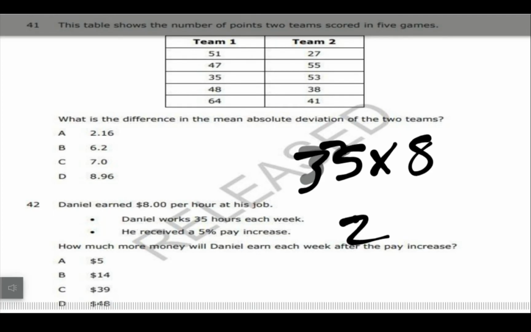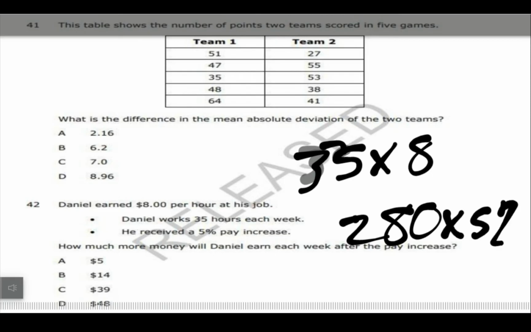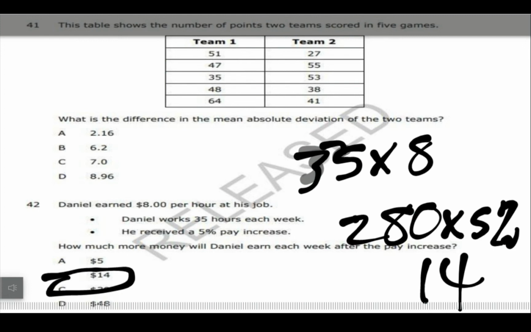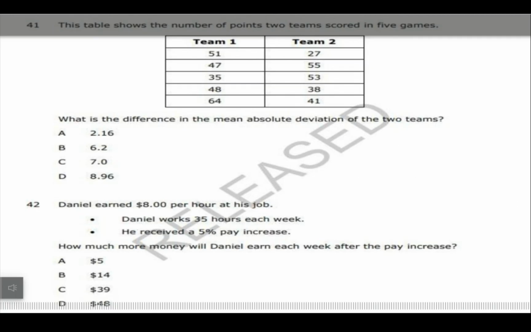that gives me how much he made for the week. So he made $280 for the week. Now if that's increased by 5%, we want to take 280 and multiply it by 5%, and that will give me how much more money he made, and that's $14. So that would be B. Remember, a lot of times with percents, you're just going to multiply. Probably 90% of the time, if not more, you're going to multiply the percents by the numbers.